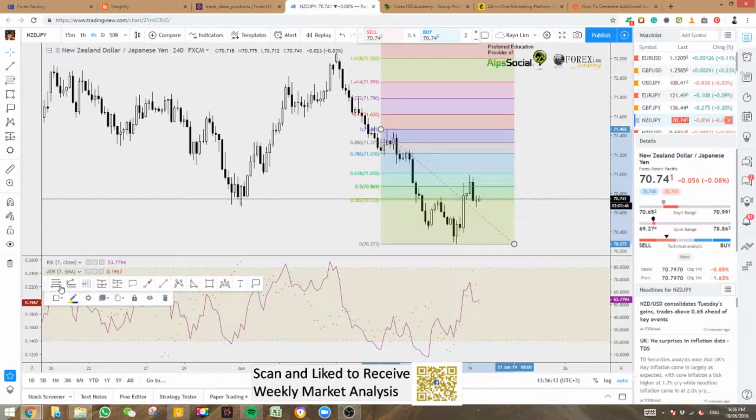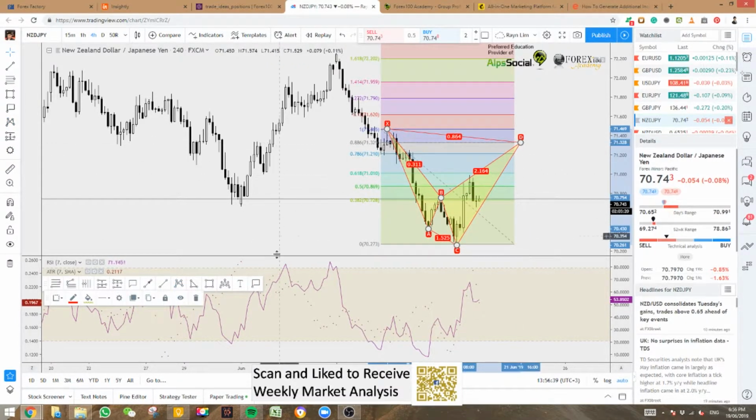All right, so you can see how many rules we have in trading to make a pattern valid. All right, so over here I have a shark pattern, X to A to B, B to C, CD completion over here, 71, 32.